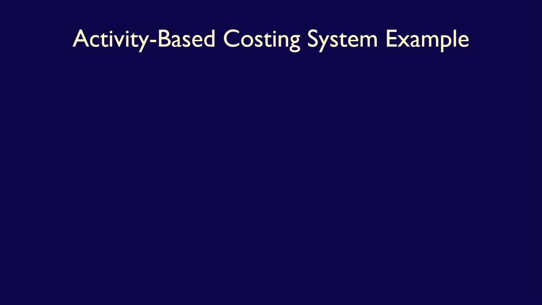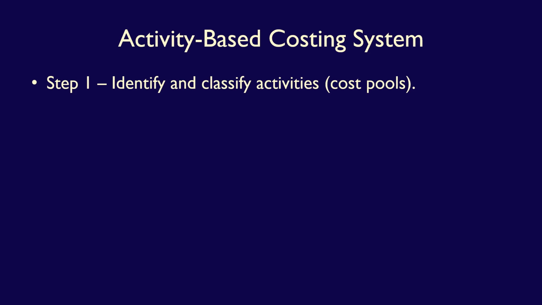Now, what if the company used the activity-based costing system instead? What would they have to do? Management would start with step 1, identifying and classifying all of the activities into separate cost pools. These would all be activities that are used to produce products. In a bake shop, for instance, this might be things like mixing, baking, and packaging, 3 different activities.